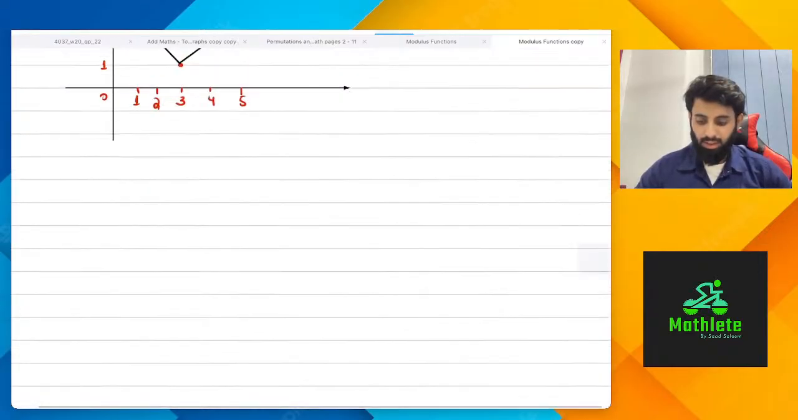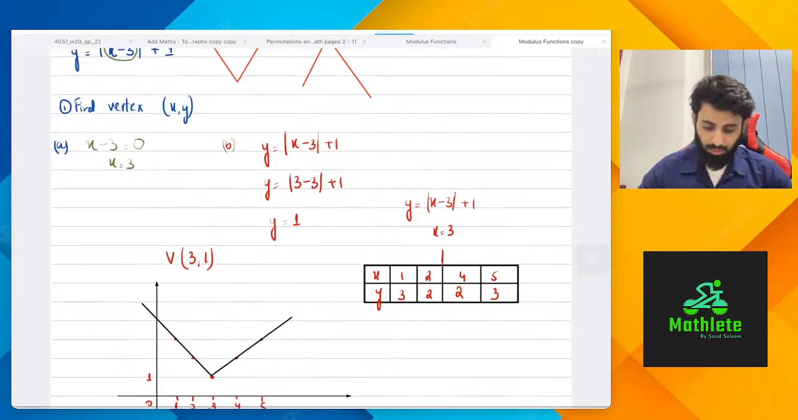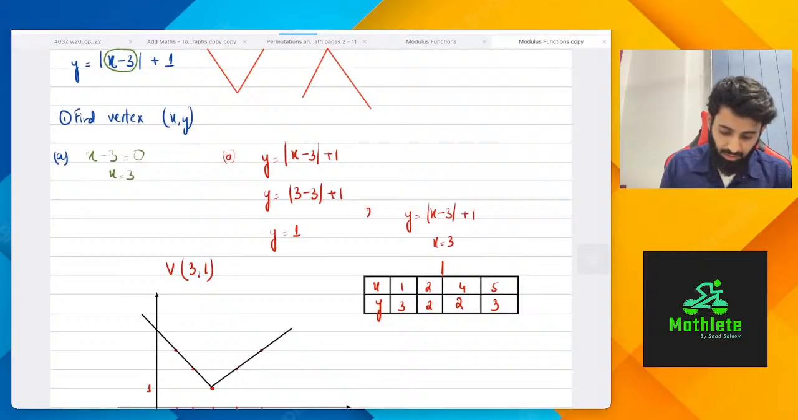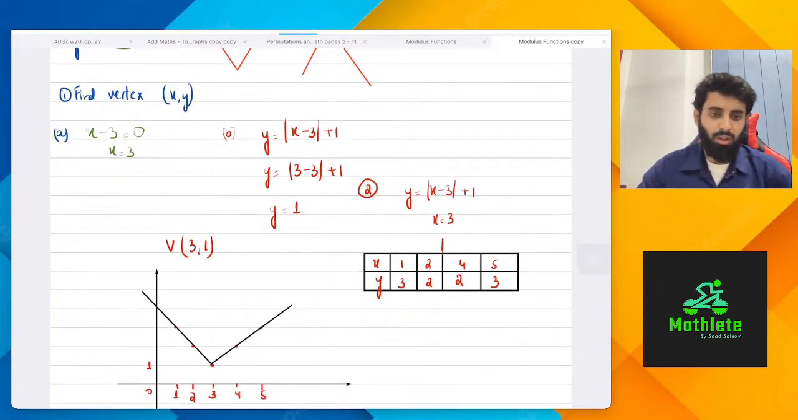These are basically the steps through which you find out, you basically plug in. This is step number 2, by the way. You basically make an absolute graph.